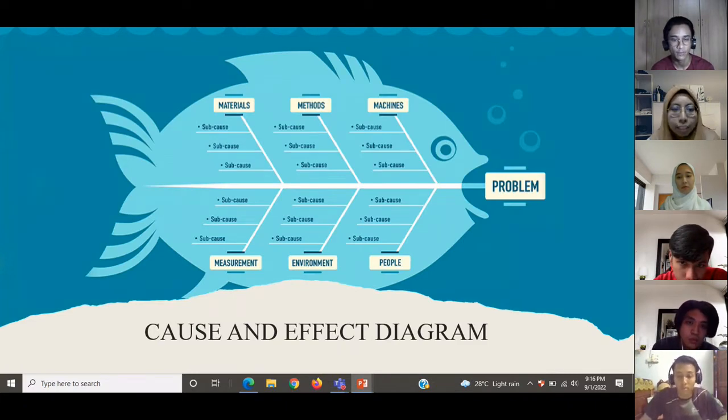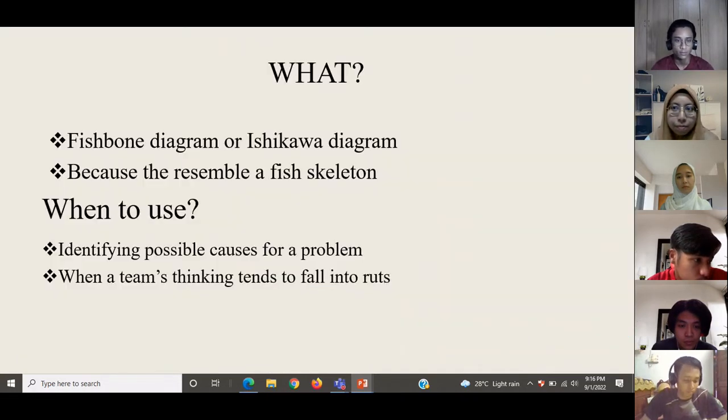Assalamualaikum. My name is Fatin Nabila. I will present about cause and effect diagram. As you can see in the picture, this is an example of a cause and effect diagram. Okay, what is cause and effect diagram? It is also known as fishbone diagram or Ishikawa diagram. This is because the diagram resembles a fish skeleton.